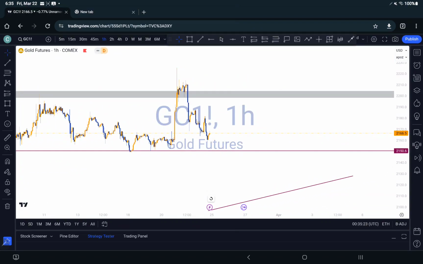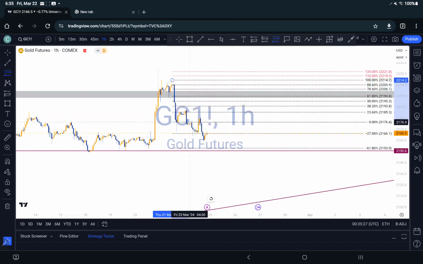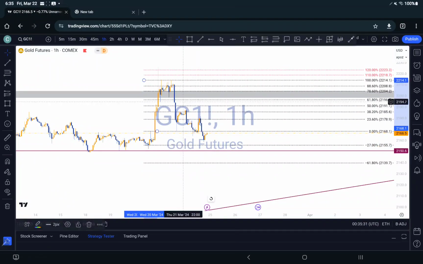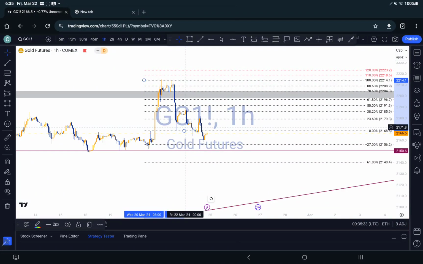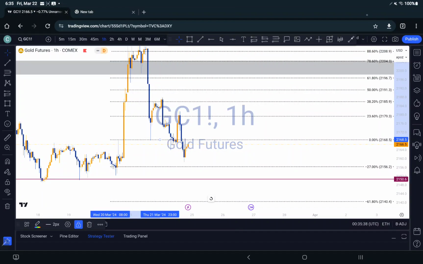So basically, let me use my fib around this area right here and still show you that the fib strategy can actually work around any other instrument as well, from point A here to point B, as we can see right here. At least I'm predicting it to push down to my negative 27% fib level, right, which is 2156.2. I'm still predicting it to get to this level.